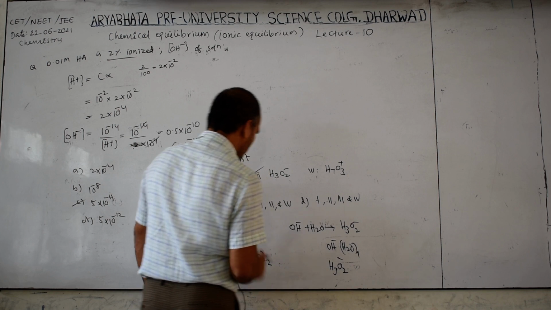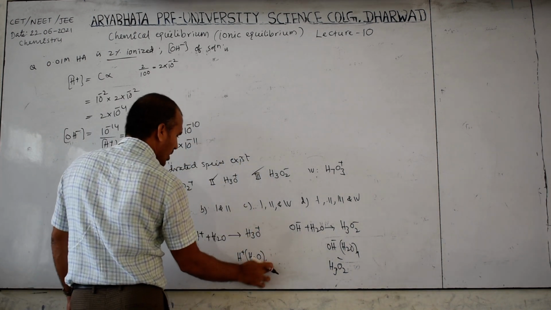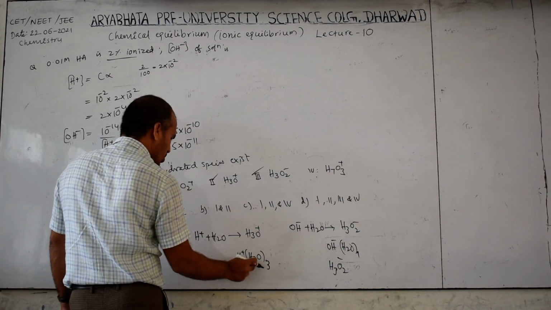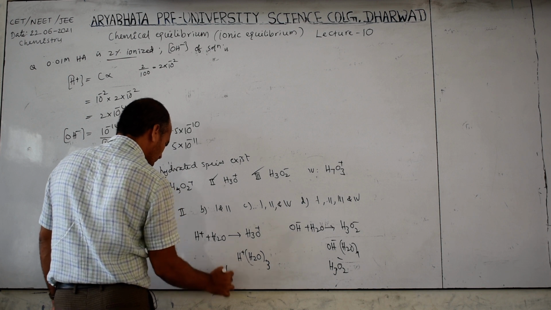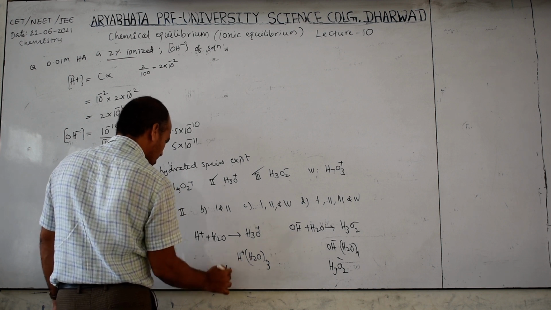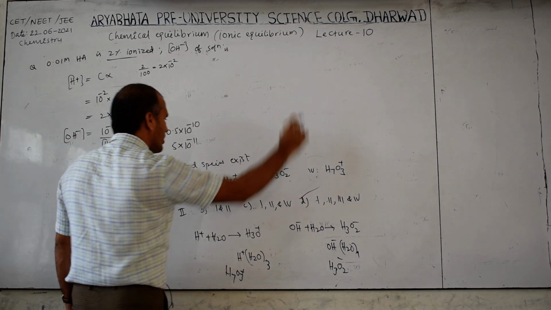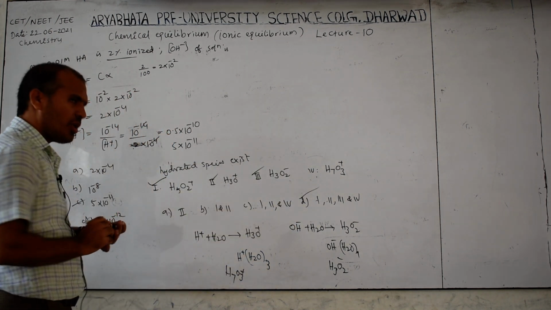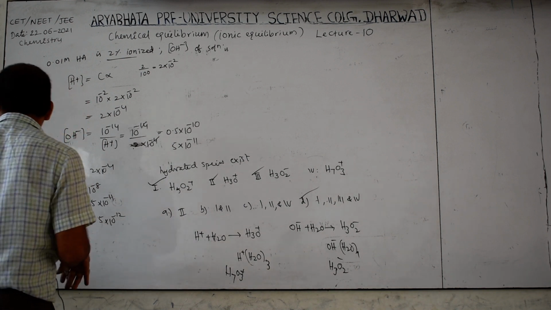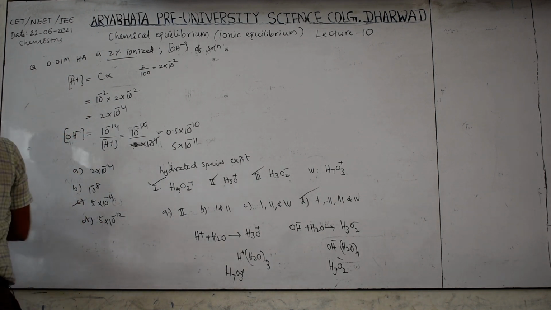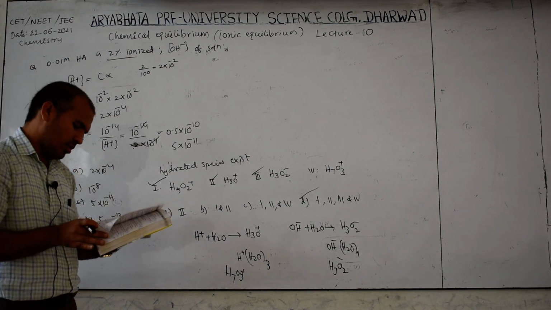Then here, in the positive case, 3 into 2, 6 plus 1, 7 hydrogens, and this is 3, H3O plus. Then all exist, so this is the D option. This is given in your textbook in the green box in Arrhenius theory. Okay.